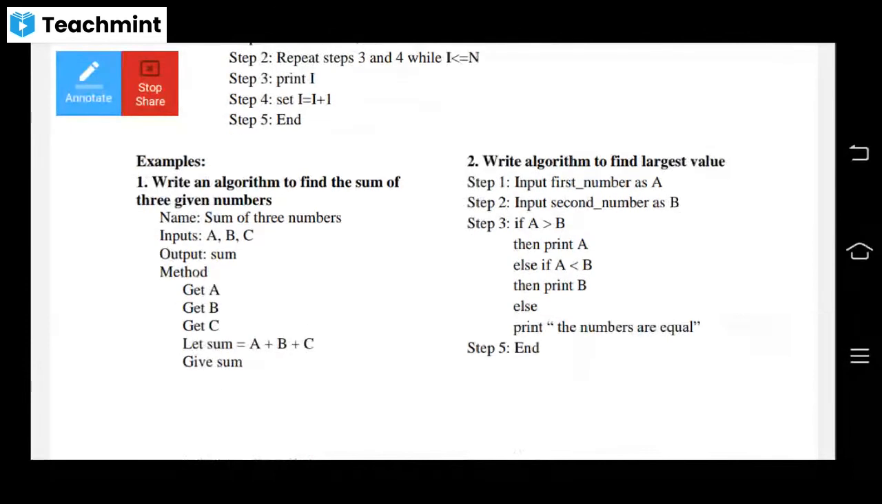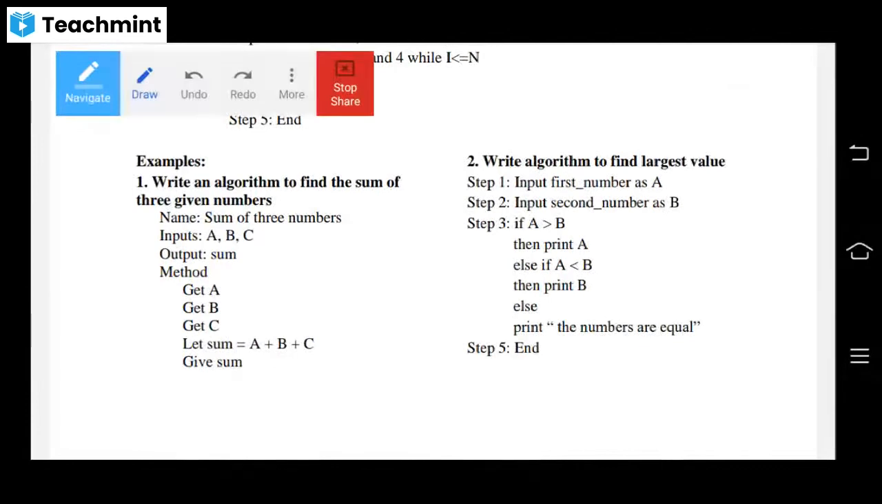To find the sum of three numbers, how to write the algorithm related to the numbers. Okay, first step we must, what's a, just wait a minute.